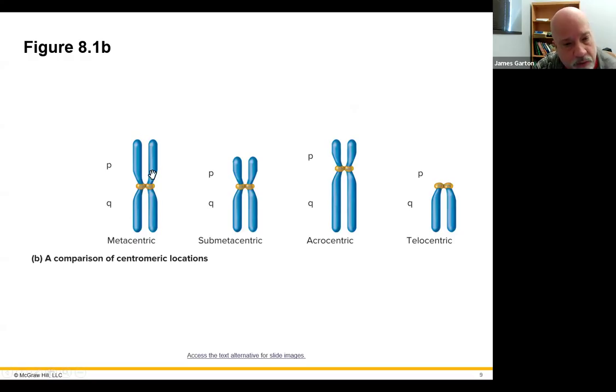Chromosomes are always going to be designated. They have two arms, the P arm and the Q arm. The P is the shorter arm, Q is longer. And in the case of this telocentric chromosome, the P arm has a length of 0, and the Q arm has some other length.